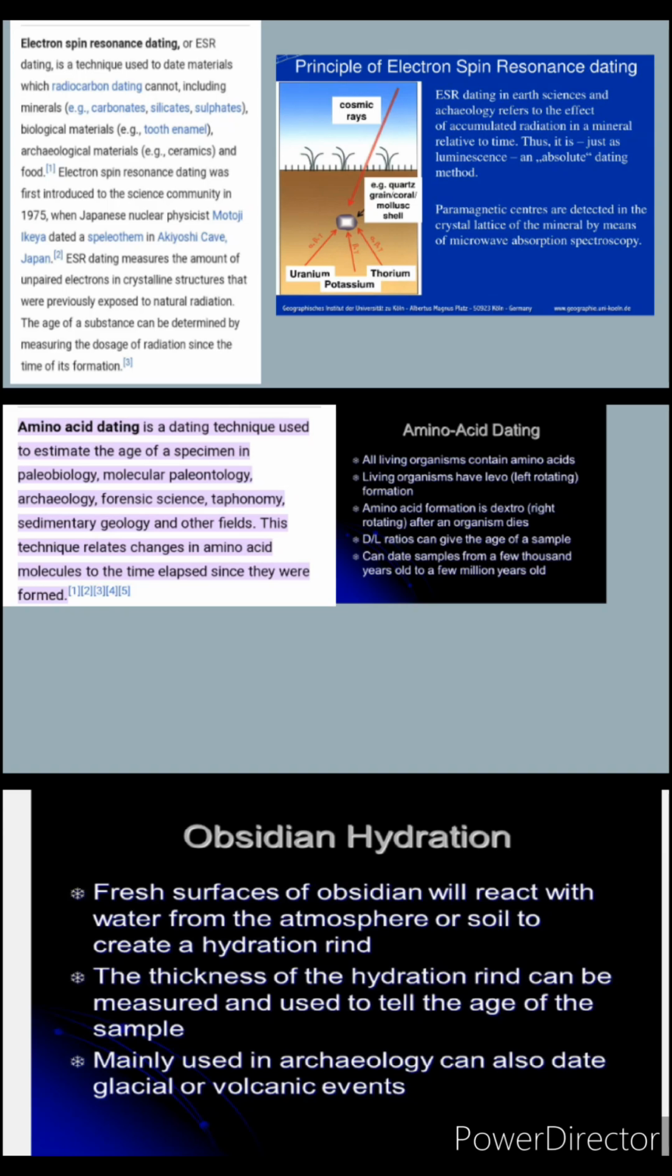Next is amino acid dating. Amino acid dating is a technique used to estimate the age of specimens in paleobiology, molecular paleontology, archaeology, forensic science, sedimentary geology and other fields. This technique relates changes in amino acid molecules to the time elapsed since they were formed.